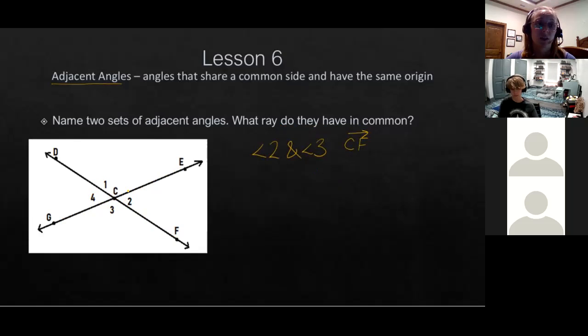We could also say that 1 and 2 are adjacent. So angle 1 is right here, DCE, and angle 2 is ECF. So that CE ray is the same between those two.